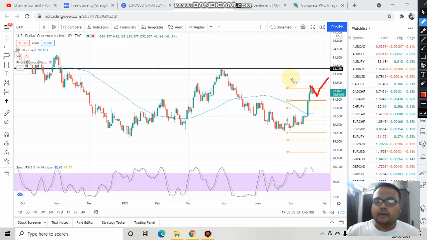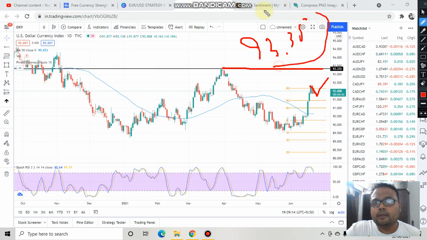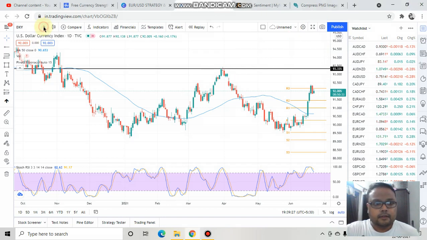Okay, so whenever we get a setup like this, there is a good possibility that the market will be going up. Therefore, we should be bullish in currency pairs like USD CAD and USD CHF. As long as the US dollar hits this particular level, 93.35, there is a good possibility that the US dollar will be bullish, and you should also be bullish on pairs like US dollar Swiss franc and US dollar Canadian dollar.